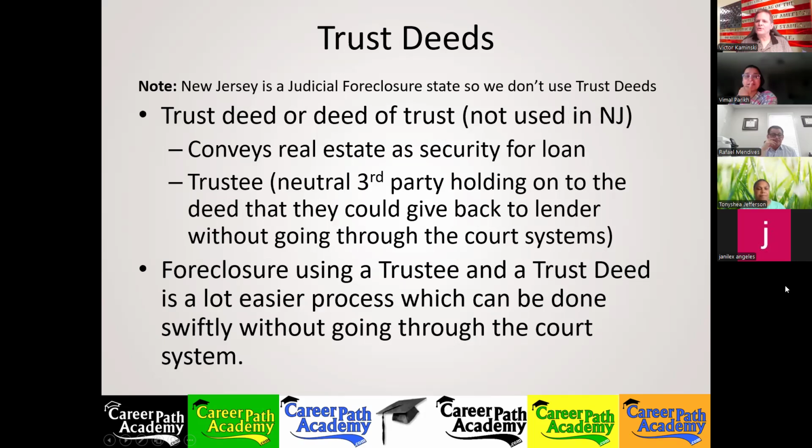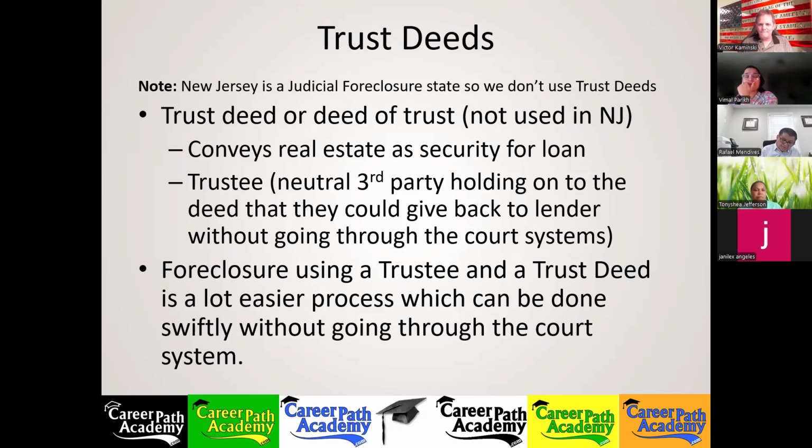Got it. Trust deeds are not used here in New Jersey. Some states use, instead of our notes and mortgages, something called a trust deed or deed of trust. That conveys the real estate as security for the loan to a neutral third party called a trustee that'll hold on to this deed. When you pay off the loan, they'll give it to you, or if you default on the loan, they give it back to the lender. So it doesn't go through the court system. So it's a fairly swift process.